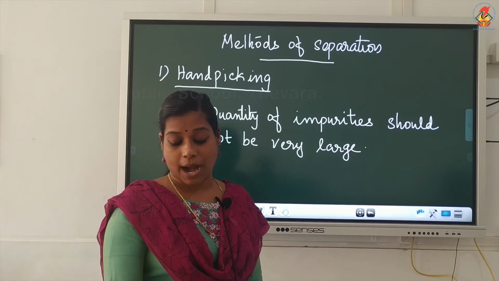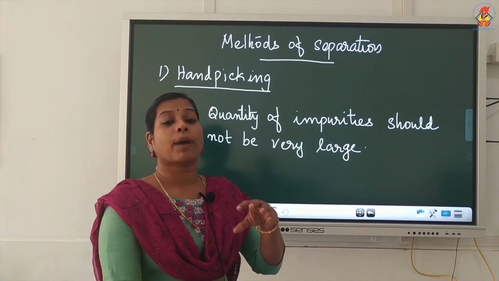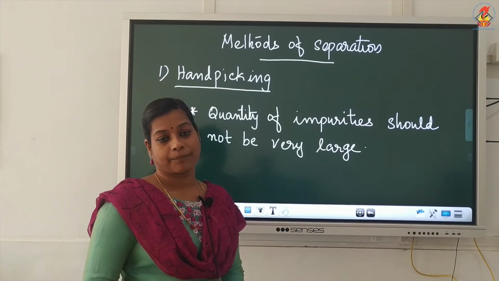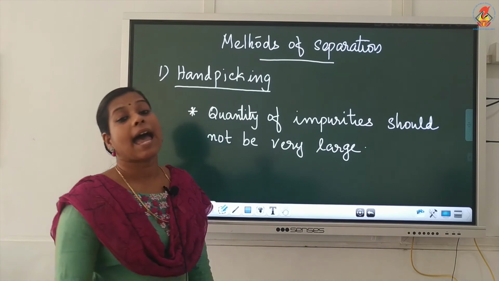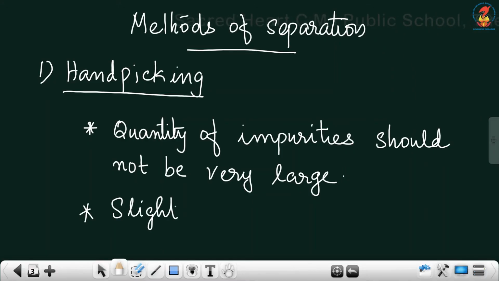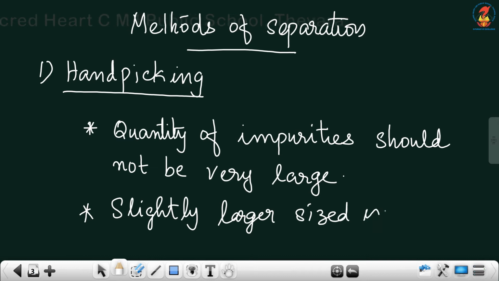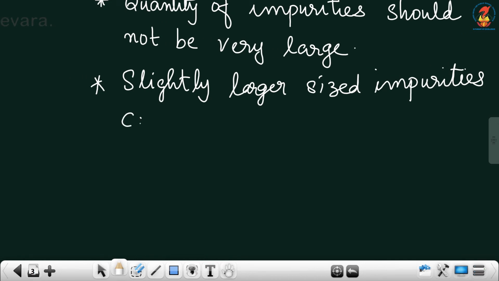And one more condition to adopt hand picking is that the impurities and the components of a mixture should have a considerable difference in their sizes. Okay, so slightly larger sized impurities can be separated by using the hand picking method.